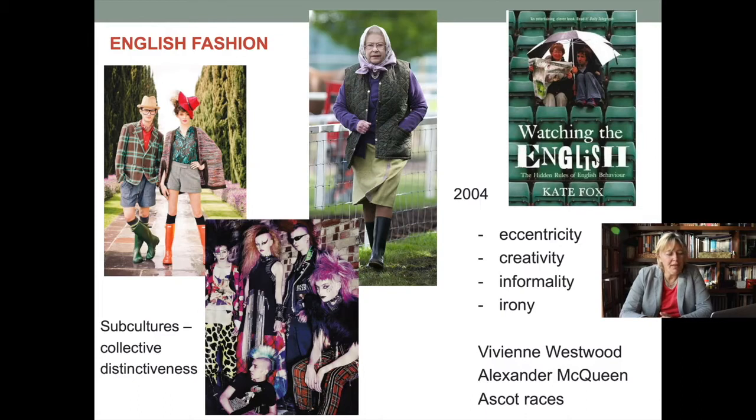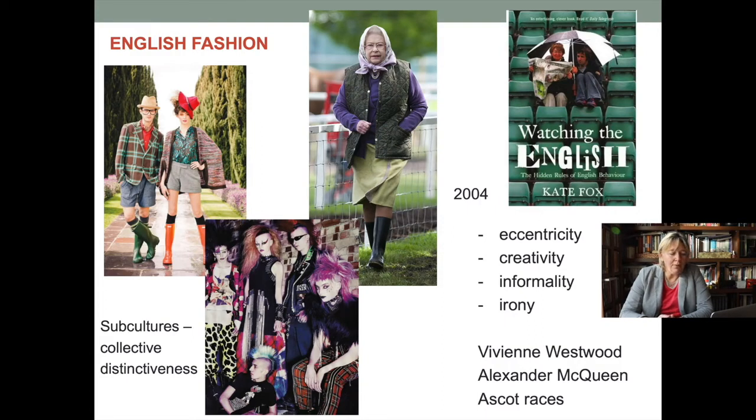But what would be the characteristics of English fashion, at least traditionally understood? So first of all, eccentricity, creativity, informality, and irony. You have some famous clothing designers like Vivienne Westwood or Alexander McQueen, and if you look at their clothes, their collections, they are all about eccentricity and creativity. They are very fanciful and sometimes shocking.